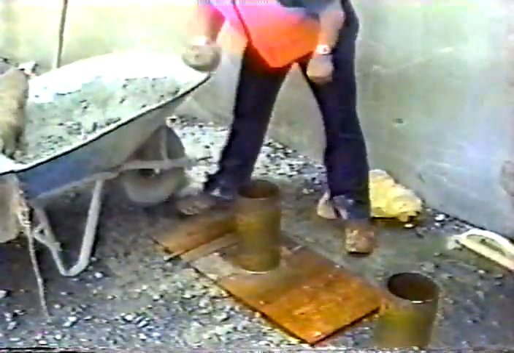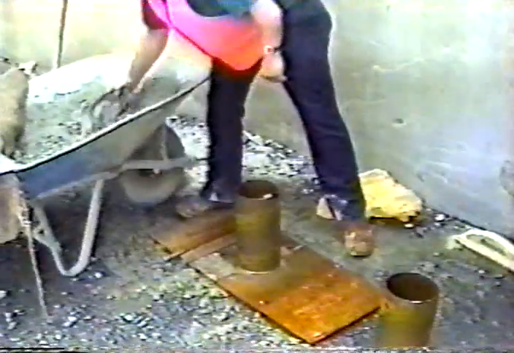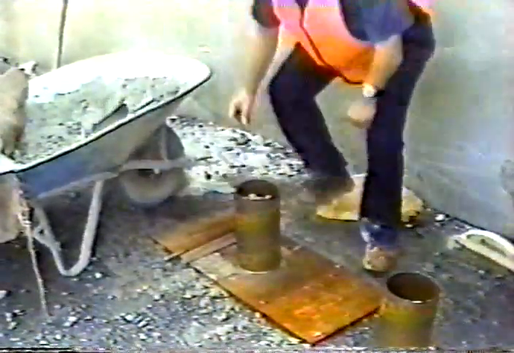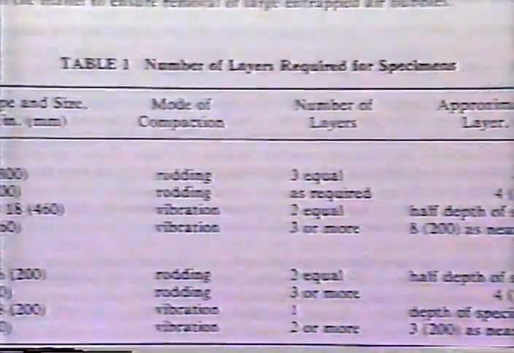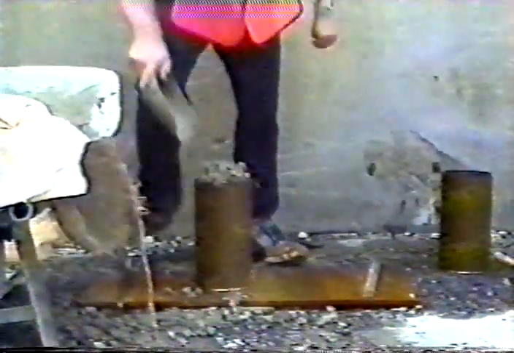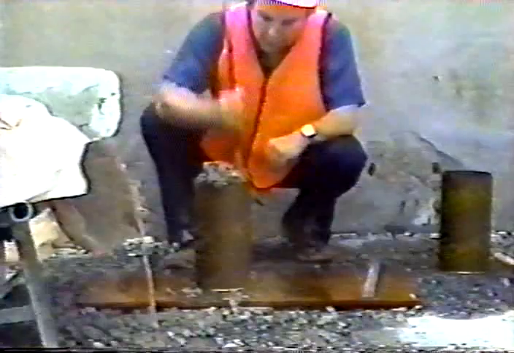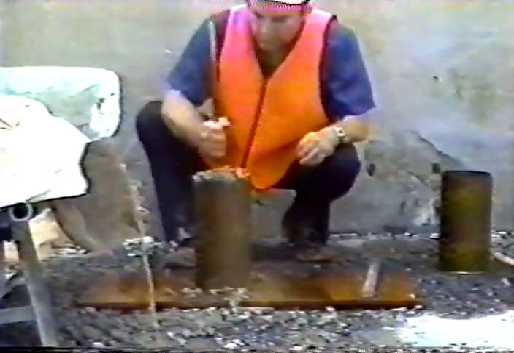Then, the tamping rod is used to distribute the concrete evenly across the full area of the mold before starting consolidation. The number of layers required to fill the mold depends on the mold size or depth. Table 1 of AASHTO T23 details the specific mold requirements. For common molds, such as cylinders with depths up to 12 inches, the concrete is placed in 3 equal layers for rodding and 2 equal layers for vibrating.